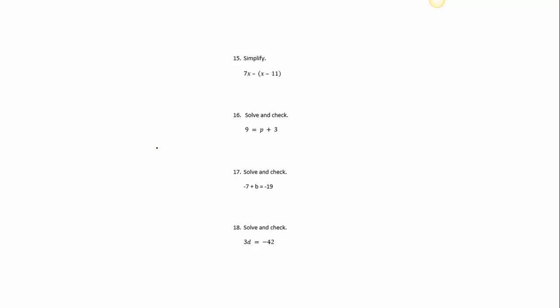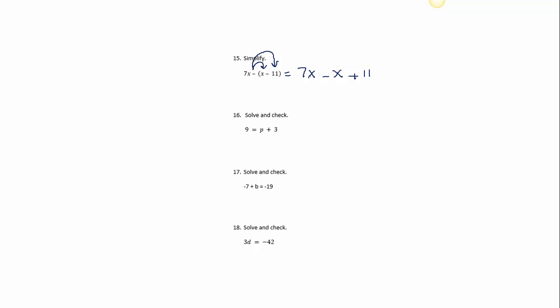Simplify. Now we have a minus sign before the parentheses. We want to make sure to distribute that minus sign to both terms inside the parentheses. And anytime you have a minus sign before the parentheses, all the terms inside the parentheses will change their signs. So we have an x becomes negative x. We have a negative 11 becomes plus 11.